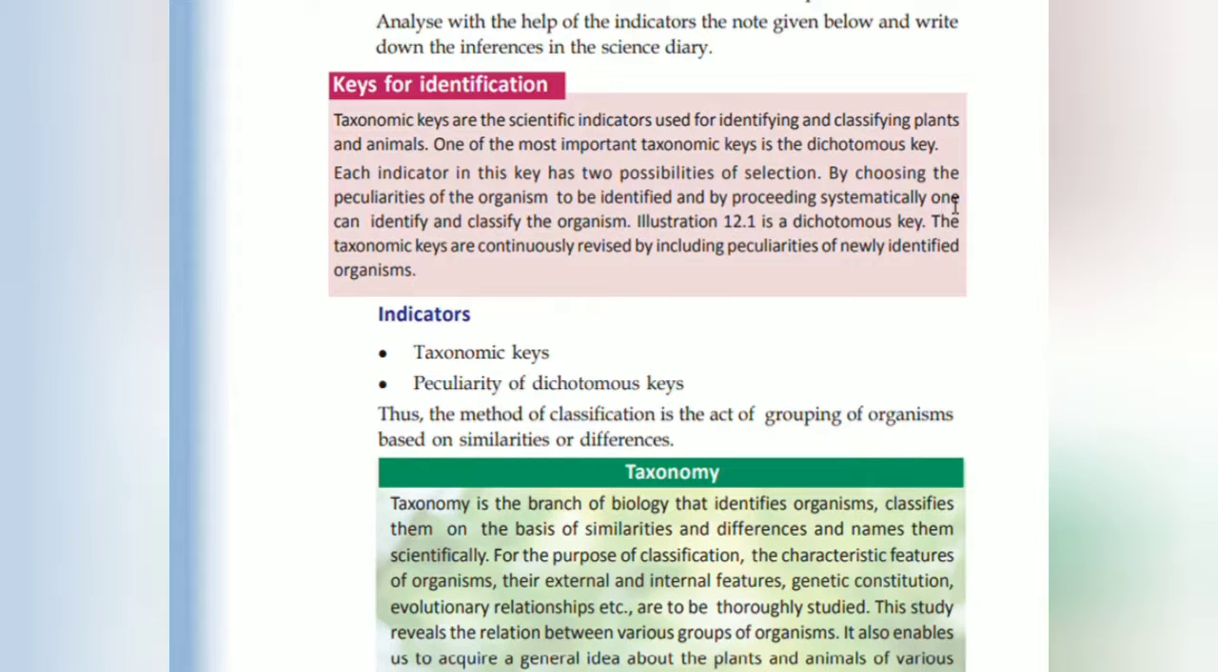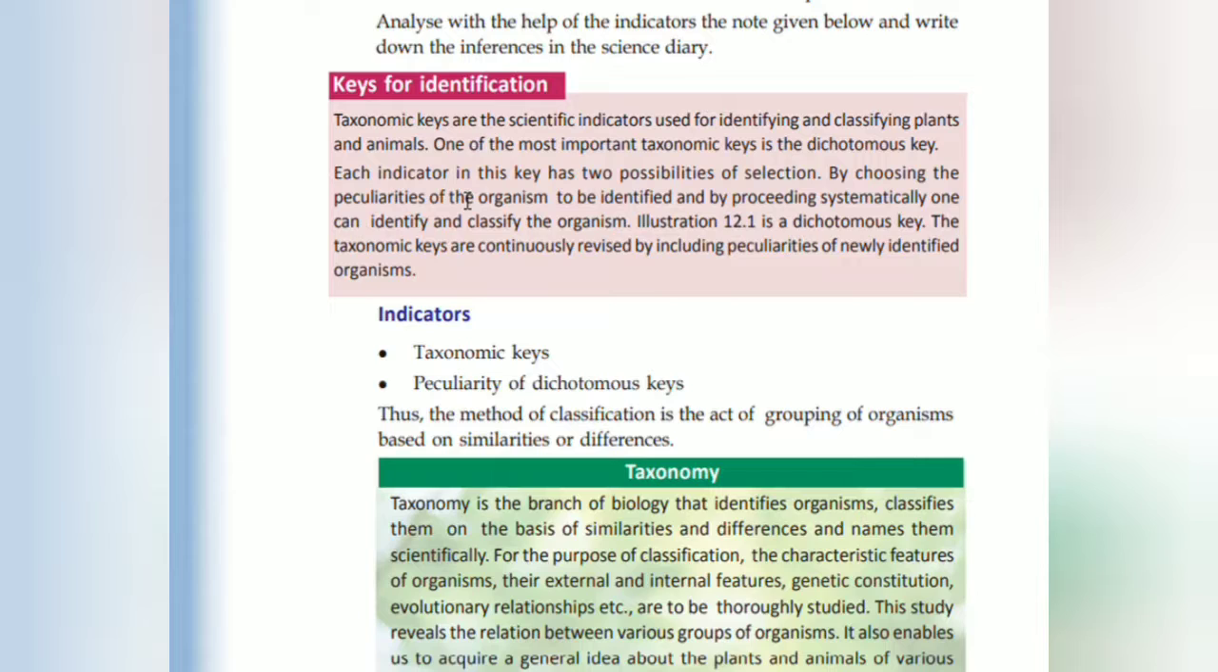By choosing the peculiarities of the organism to be identified. Whichever organism we are considering will have some particular peculiarity. That is the first one. And by proceeding systematically, one can identify and classify an organism. Second, taxonomic keys are continuously revised by including peculiarities of newly identified organisms.